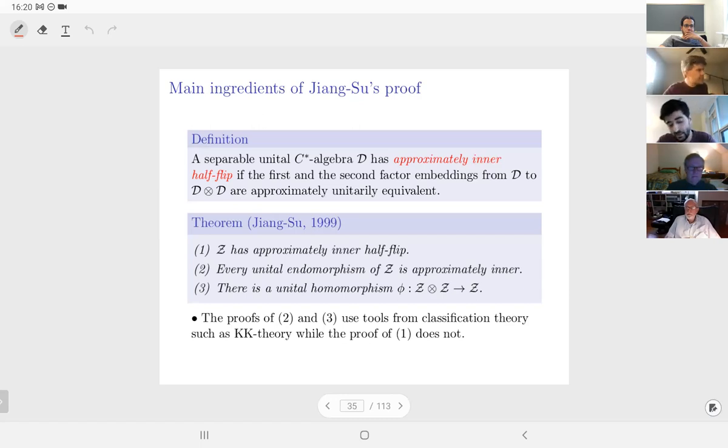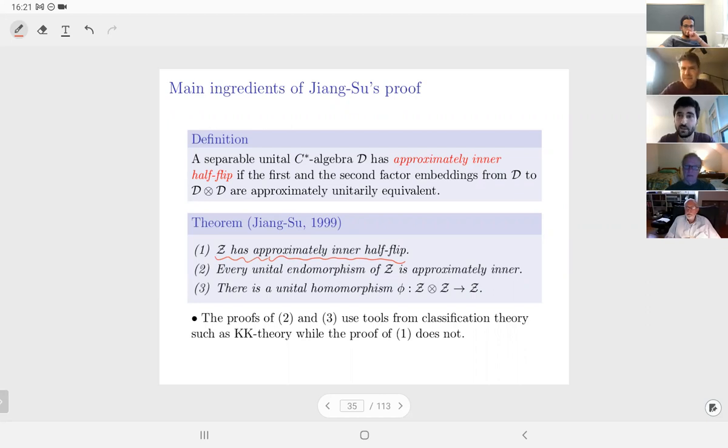So in my proof, I'm going to give you an idea of proving that Z is strongly self-absorbing, but I'm going to assume the first one. And as I said, the proof of this one is direct, so I haven't committed a big crime here because I'm not using any KK theory.